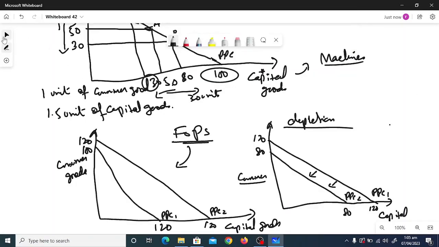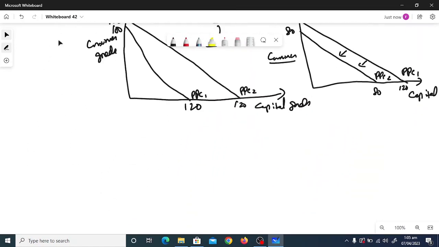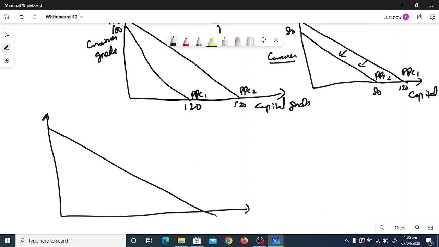Okay, so moving forward, there's one more thing. In this case there is a graph over here. This graph is saying that this is your consumer goods on the y-axis, and this is your capital goods on the x-axis. This way the examiner is telling you there is only an increase in one type of good, that is capital goods. Capital goods are increasing, but your consumer goods are remaining the same.